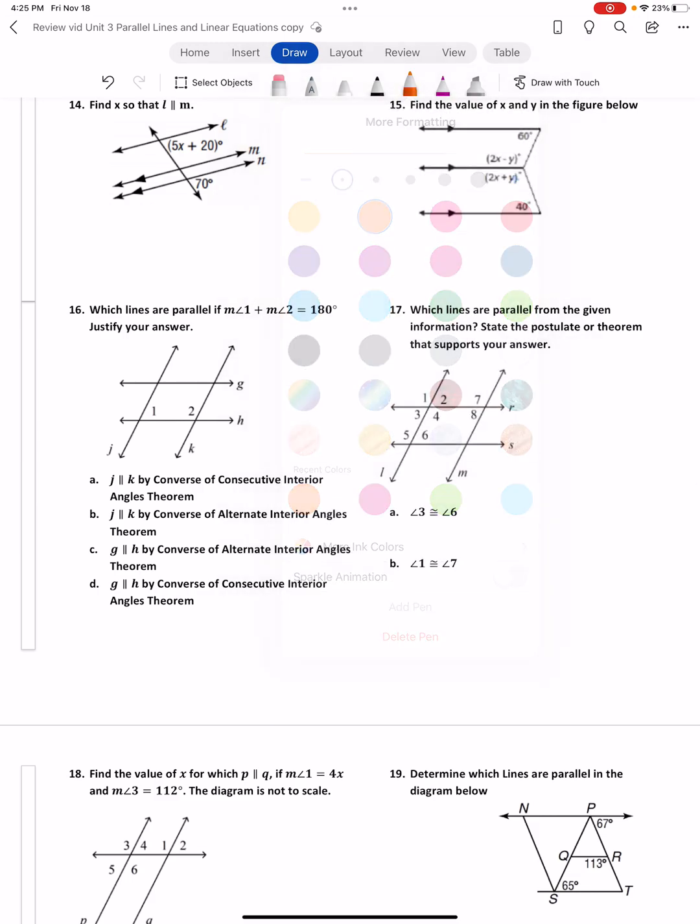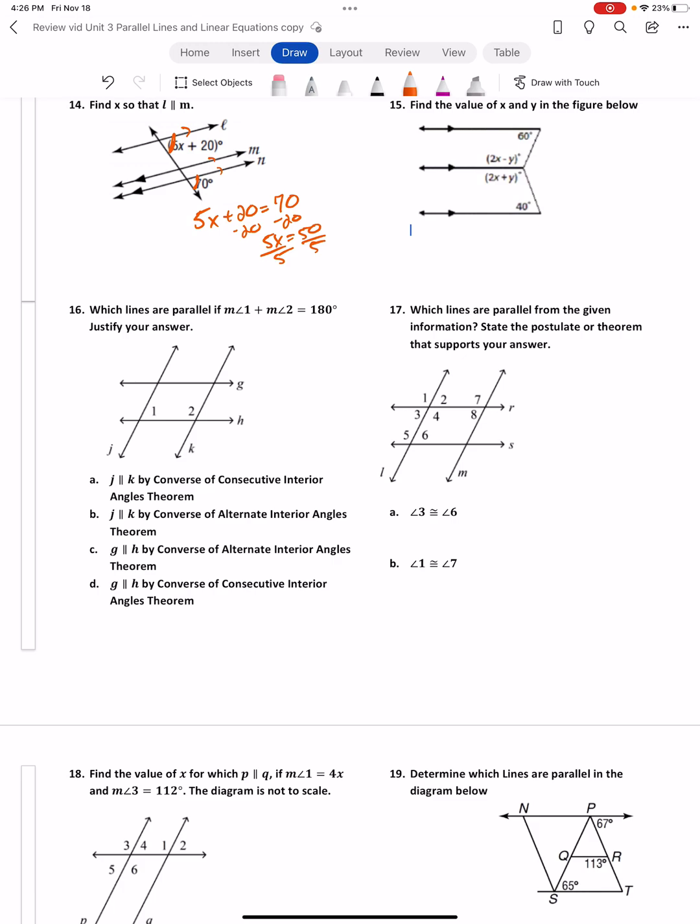For this one, I know that these lines are parallel. I also know that this angle and this angle must be congruent because they're corresponding. So 5x plus 20 is equal to 70. So 5x is equal to 50. X is equal to 10.